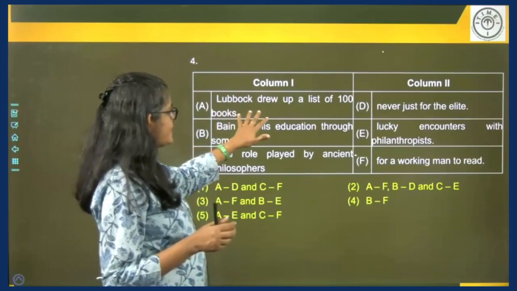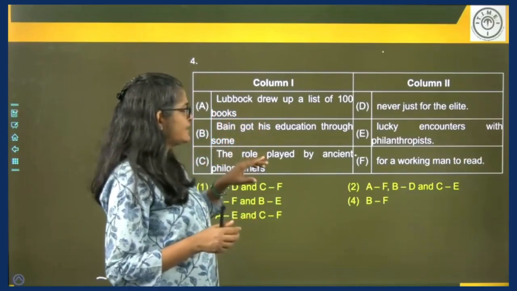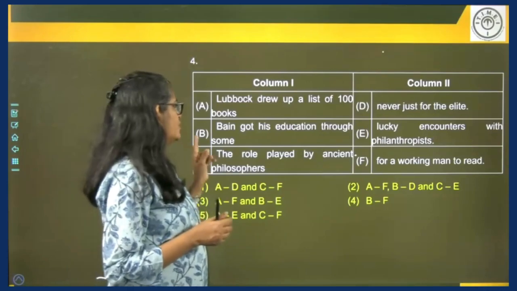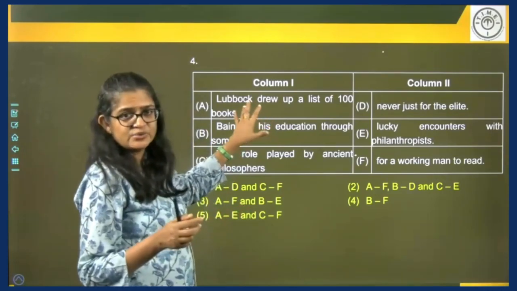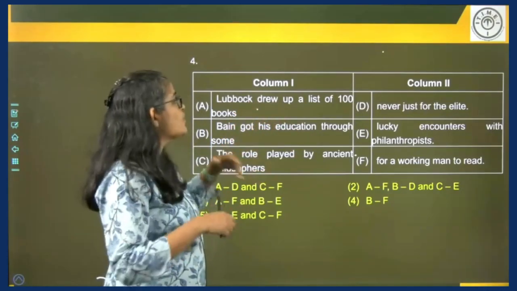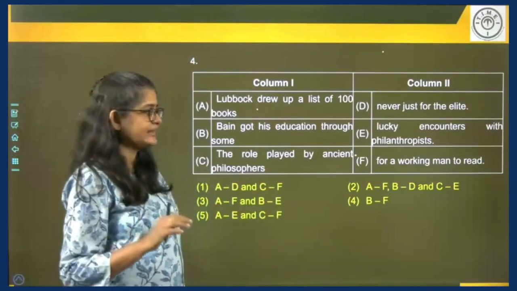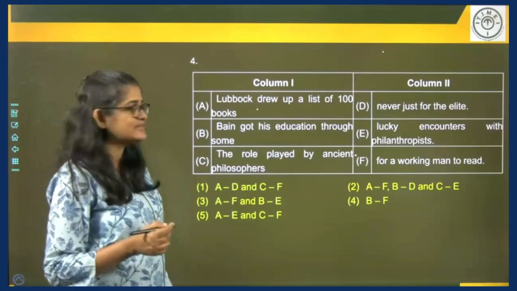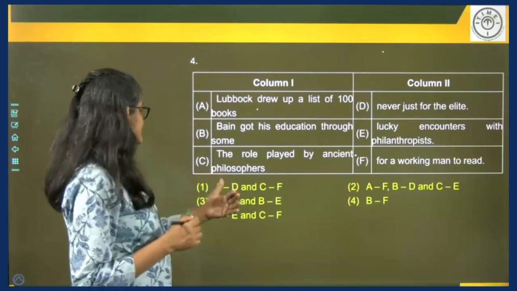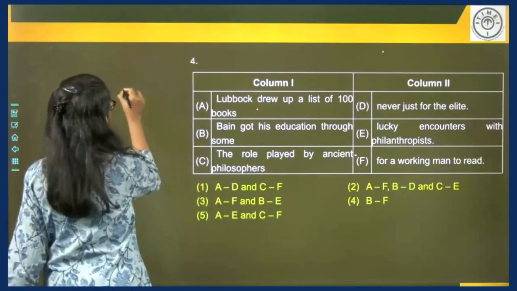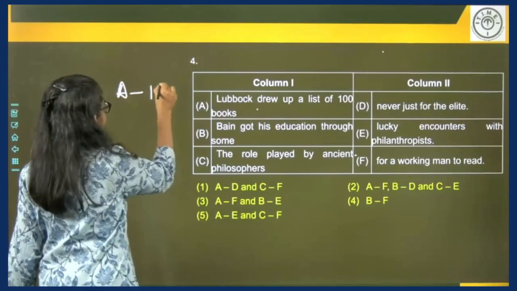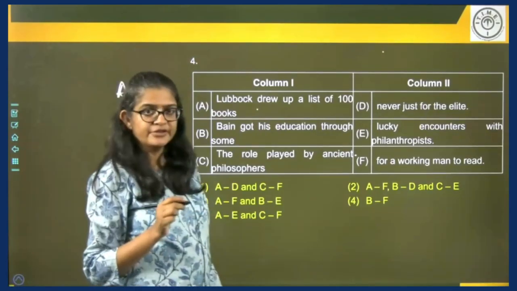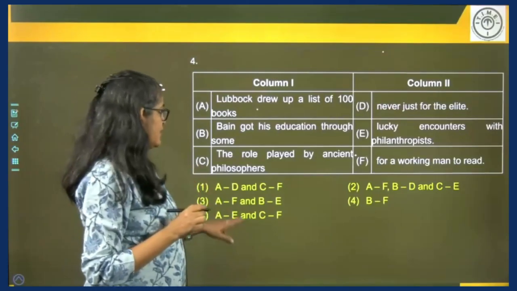Lubbock drew up a list of 100 books. Lucky encounters with philanthropists, no. There should be something to connect those two parts then. 100 books with lucky encounters, something like that. 100 books for a working man to read. Yes, absolutely. Books for something definitely makes sense. So, we have A and F. Correct? Okay.